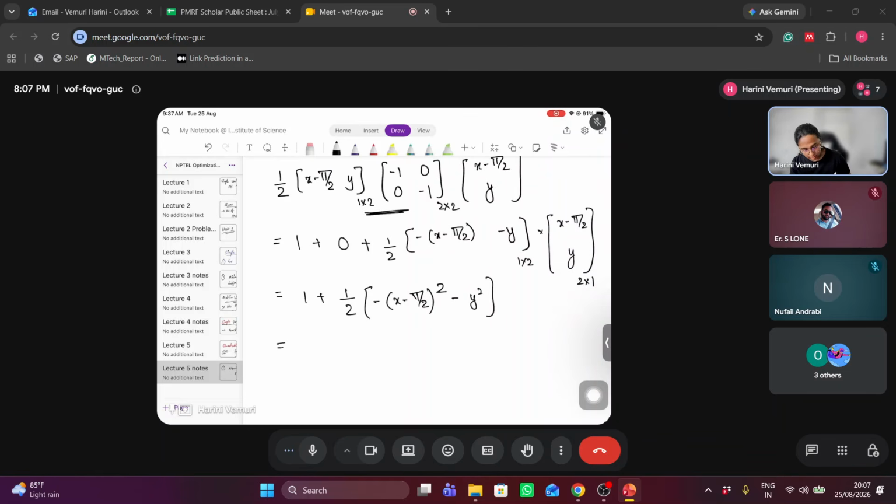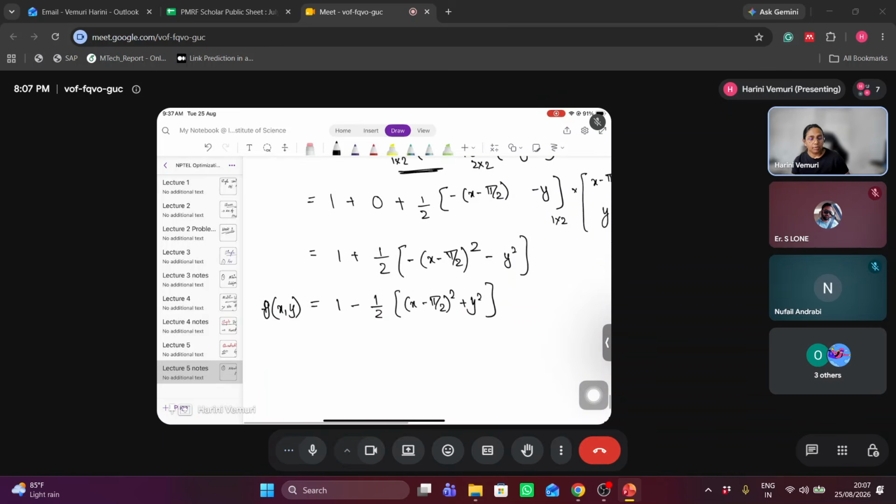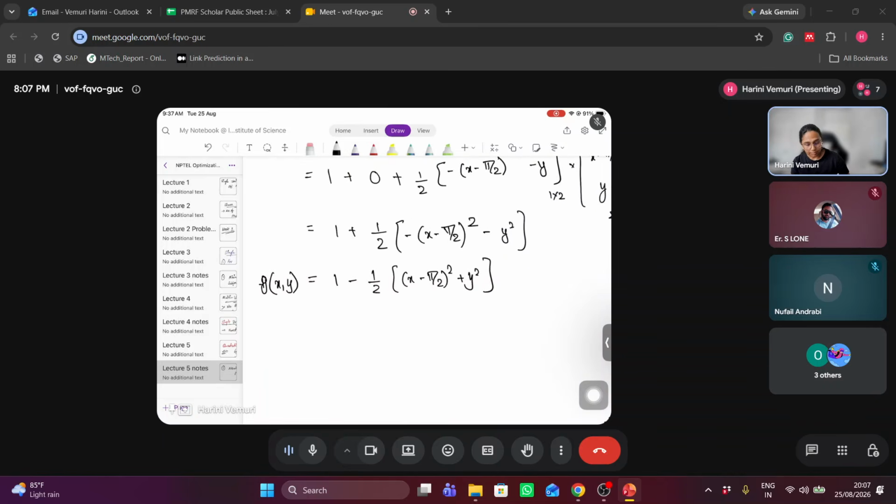You can leave this like this also. You don't have to expand, I feel: x minus pi by 2 whole square plus y square. This is our given g of x comma y. This is our quadratic approximation for the function f of x comma y equal to sin x cos y.